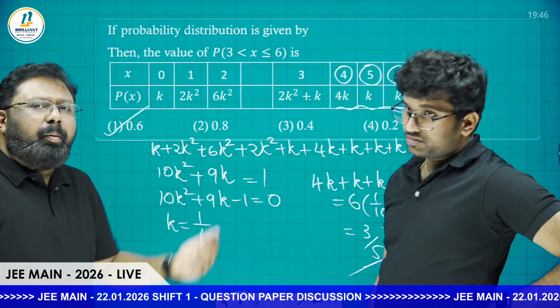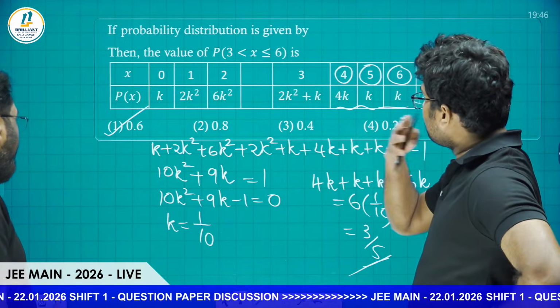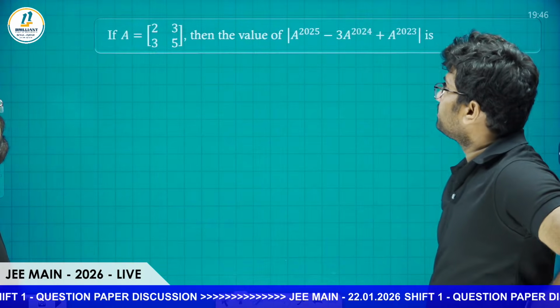If you know the property of a probability distribution, everybody will get this. Exactly, sir. The random variable also gives the probability distribution.